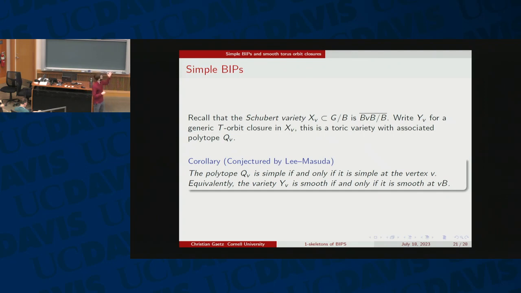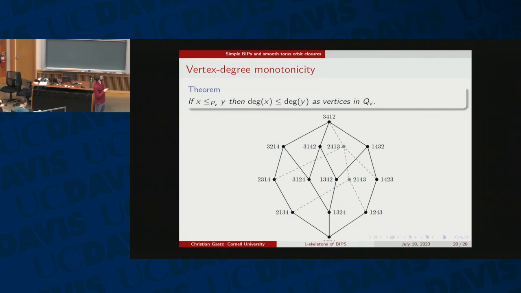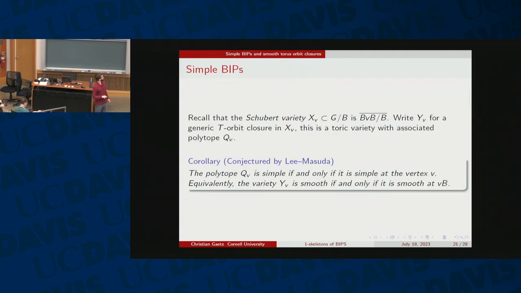So this monotonicity theorem implies their conjecture, because if the top vertex has degree equal to the dimension, well, it's always the case that the bottom vertex has degree equal to the dimension, so by this monotonicity, everybody has degree equal to the dimension, and it's a simple polytope. So that answers that question.